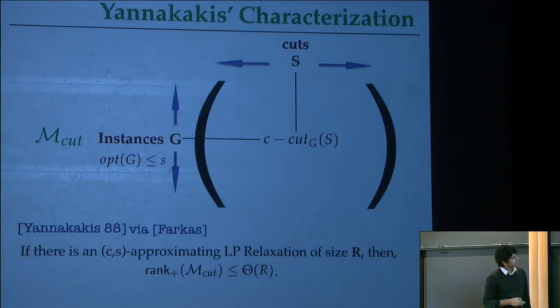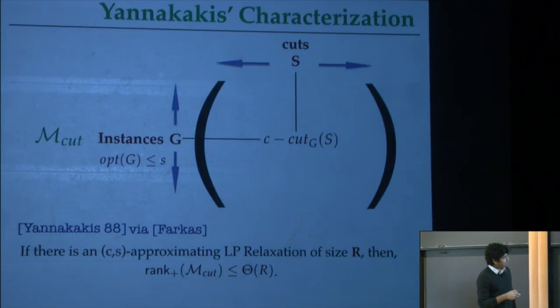Basically, I'm going to form this matrix, which I'm going to call M_cut. This is the matrix whose rows are indexed by all possible instances G such that the optimum max cut value of G is at most small s. So c and s are fixed now; I'm looking at LPs that achieve a (c, s) approximation. The columns are indexed by all possible solutions, the cuts. And the (G, S) entry of this matrix is c minus the cut value in the graph G of the cut defined by the vertices in S.